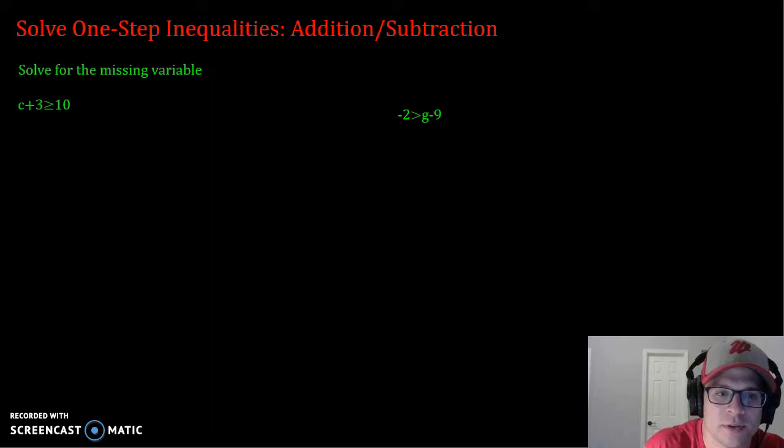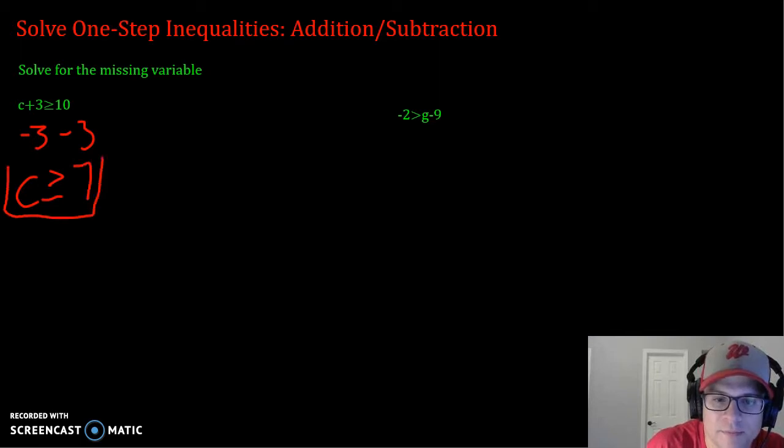C plus 3 is greater than or equal to 10. The way you get rid of this 3 is by doing the opposite of what you see. So the opposite of plus is minus. C is greater than or equal to 7.